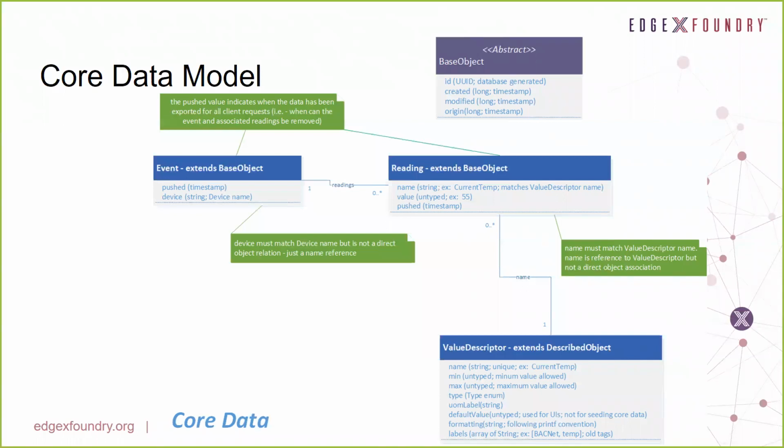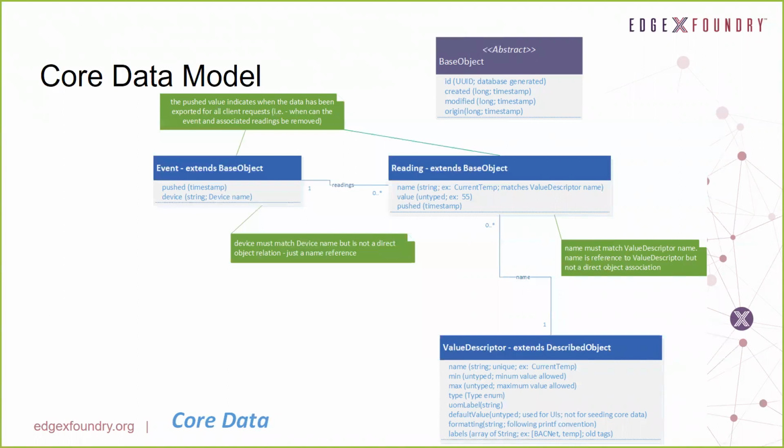Now, there are a couple other pieces of information that go with this event and reading. We have, again, the device ID that is associated to the collection of data, to the event and its readings. And we have things like the push time, when that data was actually transmitted to the northbound side, so we can register the fact that it has been taken care of and pushed all the way to your enterprise or cloud system. And at the base object level, which these extend, things like when the data was actually created, when it was modified, what its origin is.